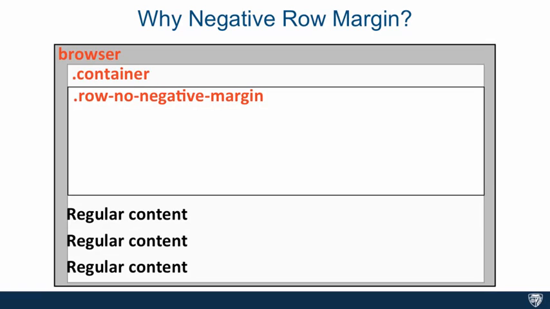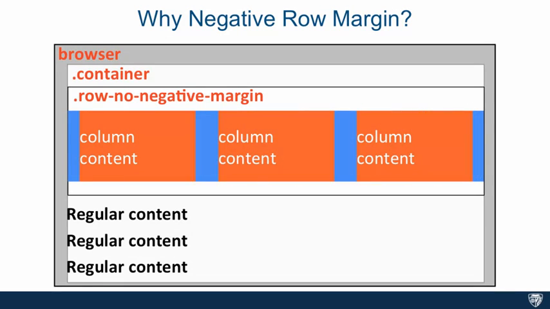And you can see outside of our grid, but yet still within the container, we have some regular content that is basically right against the edge of the container. And then we're going to place our columns. Each column, as you can see, has some padding around it so it could separate itself from the other columns. So far so good, right?